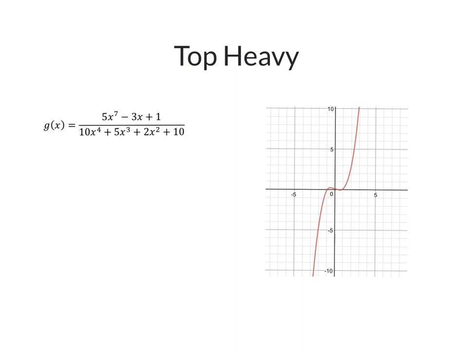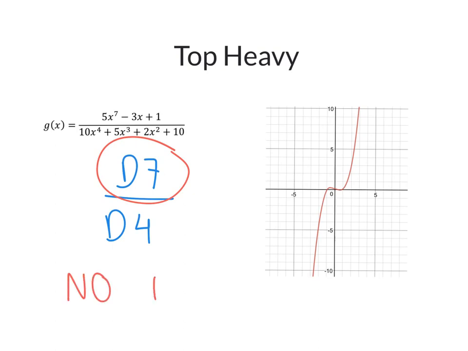In this case, we have top heavy. We have a degree 7 in our numerator and a degree 4 in our denominator, so you can see that it is top heavy. When it is top heavy, we have no horizontal asymptote. There aren't any. As you see in this graph, it does not approach a value. As x goes to positive infinity, our graph is going up towards positive infinity, and as x goes to negative infinity, our graph is going down towards negative infinity. So there are no horizontal asymptotes if it is top heavy.